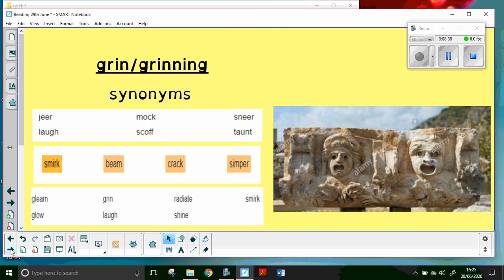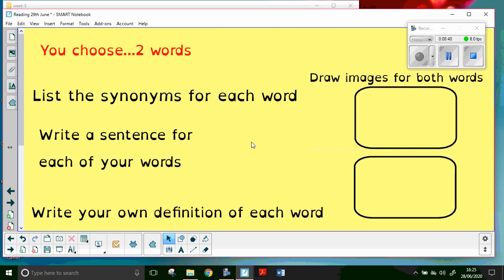So what I've done here is, because I've focused more on synonyms this week rather than antonyms, I've just changed this slightly. So you choose two words, list the synonyms for each word you choose, write a sentence for each of your words, write your own definition of each word. And then I've put there, draw images for both. So if you choose to, you can draw two images.